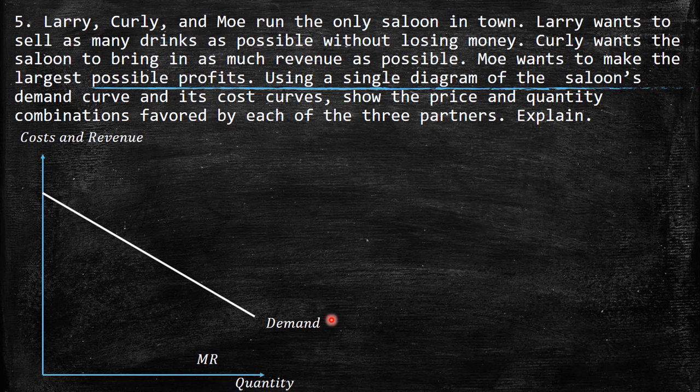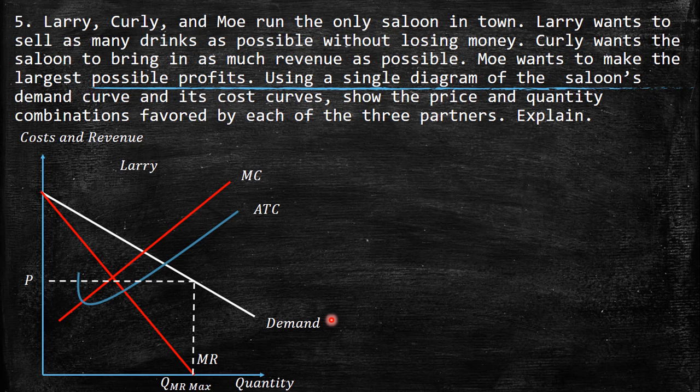Second situation is about Curly, right? Here we have Larry. Okay, Larry wants... sorry, here again I made a mistake. I just mixed everything up, but here it is going to be Curly who wants the saloon to bring in as much revenue as possible. Remember, when the marginal revenue is still positive, it means that if you sell an additional unit, your total revenue will increase.